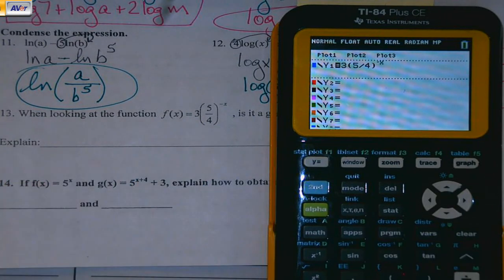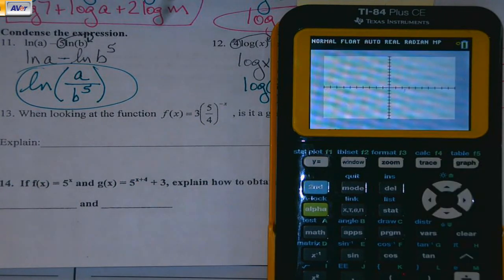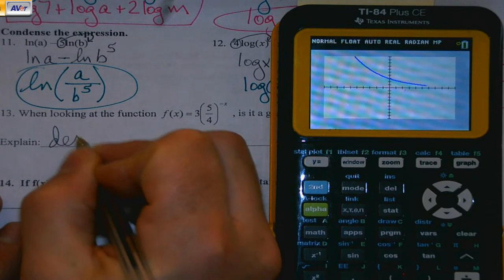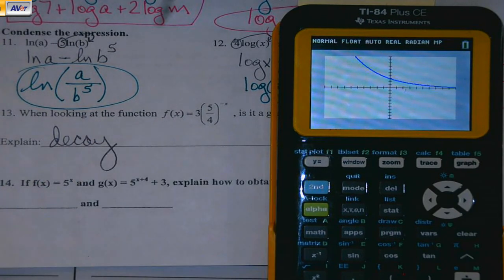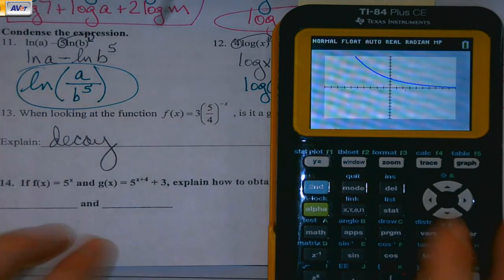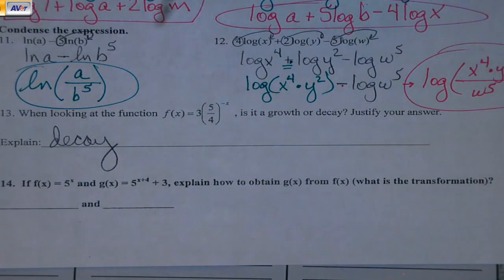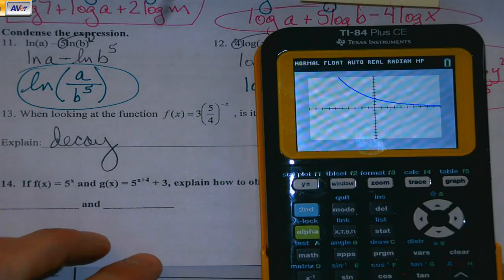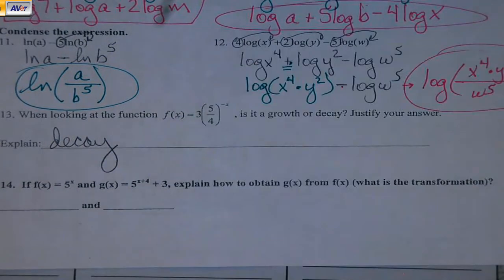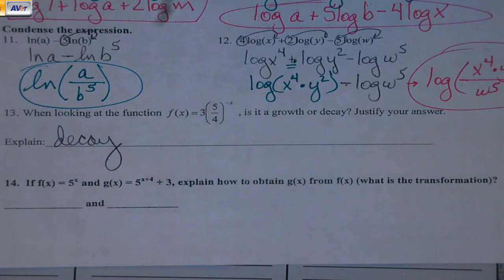So I type it in. Hit graph. So I notice it's coming down as it goes to the right. So I'm like, okay, it's decay. I just visually saw that. Okay, is it growth or decay? Decay. Justify your answer. Justifying your answer is not, it went down to the right on my calculator. No. I'm not asking the calculator the question. I'm asking you. So how can you tell me if you didn't have a calculator why it's decay?